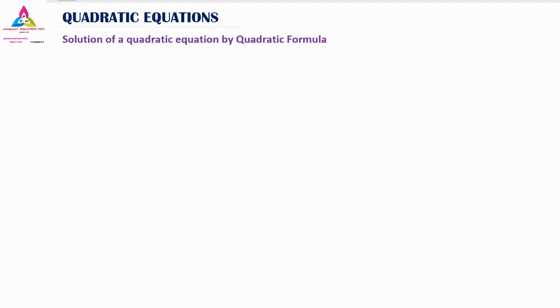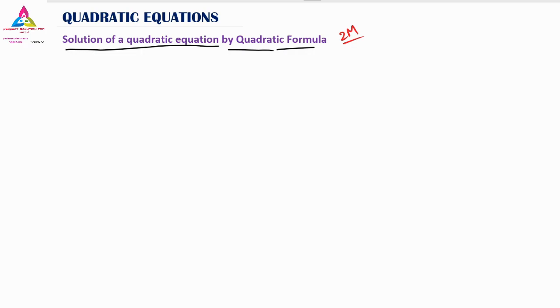Today we are going to learn the quadratic equation, the solution of a quadratic equation by the quadratic formula. It is very important now. The quadratic formula is also very important because it will come for 2 marks. All of you make a note of it. It is a 2 marks question for you. Okay, it is a compulsory question.